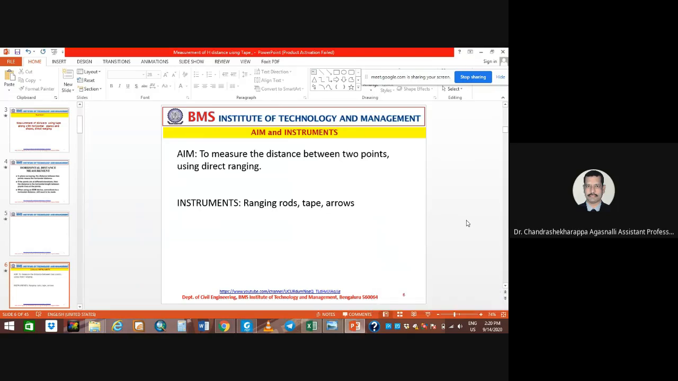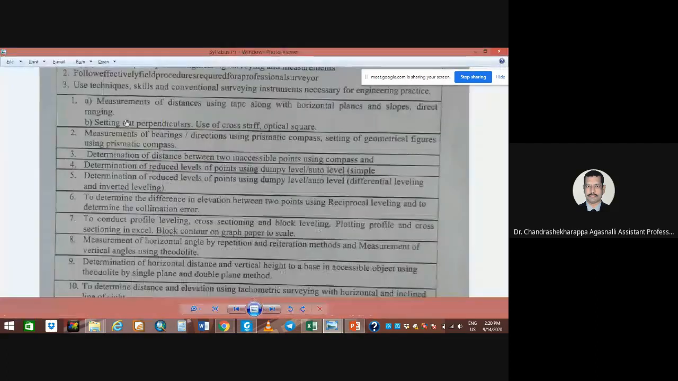For the first experiment, it's a very simple one, and you don't need any latest technology instruments to measure the distance between the 2 points. The aim of the experiment is to measure the distance between 2 points using direct ranging. Another one is using the cross staff and the arrows.